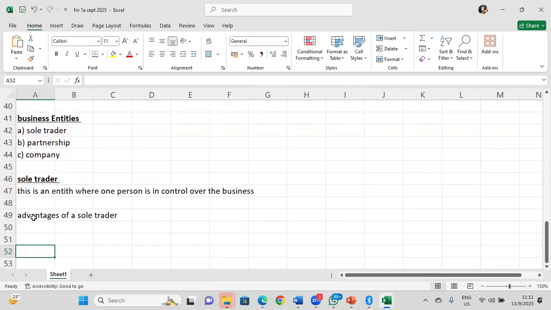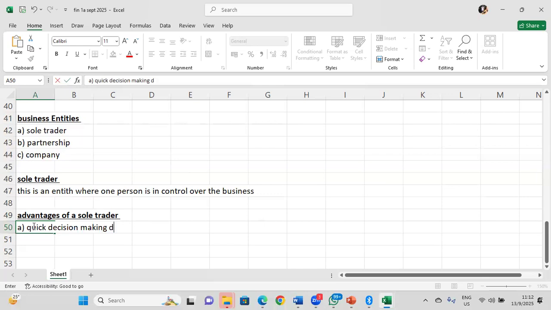If you're running the business as a sole trader, what advantages does this business bring you? The first advantage: there are benefits to the customers and benefits to the owner who started the business. The benefits are mixed up, but to start with, if the business is run by one person, it means they can make quick decisions. We don't need to consult others, so quick decision making as a result of no need for consultation.